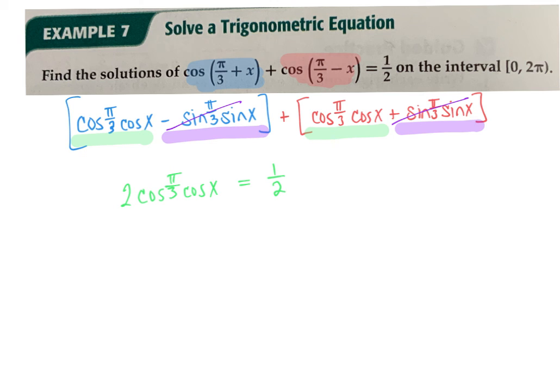Now, I actually can fill this in. Cosine of pi over 3, that's an actual number. What is the cosine of pi over 3? Pi over 3 is an angle. It's the cosine of a 60-degree angle. It's 1/2. So I have 2 times 1/2 times the cosine of x. What happens here? 2 and 1/2 become 1. So I just have the cosine of x equals 1/2.